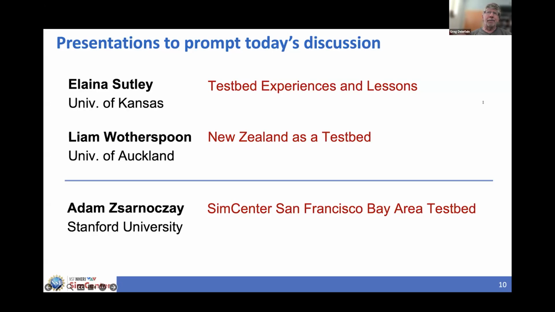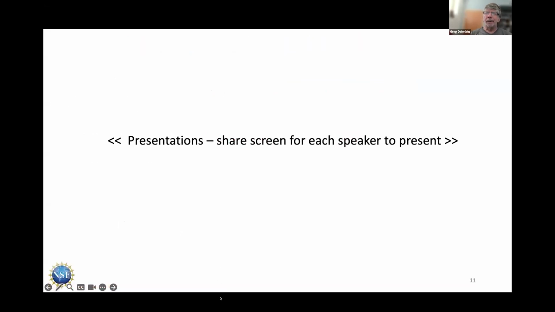We're going to then pause at that point. We'll have those two presentations, and then we're going to pause for Q&A. And then finally, after that pause for Q&A, we'll come back, and Adam Zarnowski from the SimCenter will talk specifically about some of the efforts that we're doing in the test beds, and in particular, looking at the San Francisco Bay Area. Okay, so with that, I think I'm going to stop sharing and introduce Elena to give the first presentation.